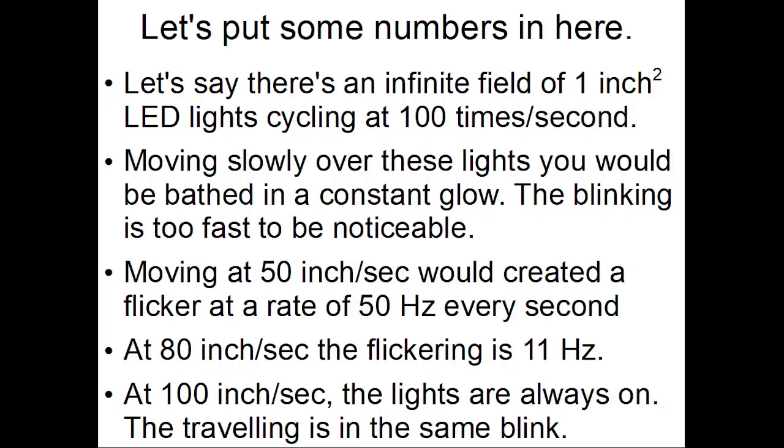That's equivalent to traveling at 50 inches per second over the LEDs. At 80 inches per second, the flickering is 11 hertz. You are moving at 80% of the speed at which the LEDs are flickering. At 100 inches per second, the lights are always on to you. The traveler is in the same blink, time stopped, and you're in the same moment. And since light has a finite speed, light from distant LEDs will be reaching you after a delay that depends on distance.